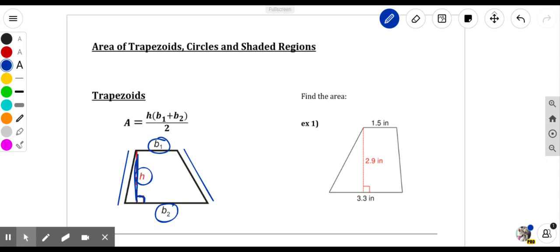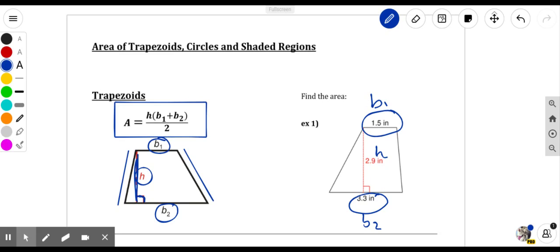So if we take a look over here at this example, this would be my base 1, and this would be my base 2. It doesn't really matter which one you say is base 1 or base 2. I usually just say the top is base 1 and the bottom is base 2. And there's your height. So now we're going to plug it into that formula right here. What's important is that we use order of operations and we add the bases. So you multiply the height by the sum of the bases and then divide by 2.